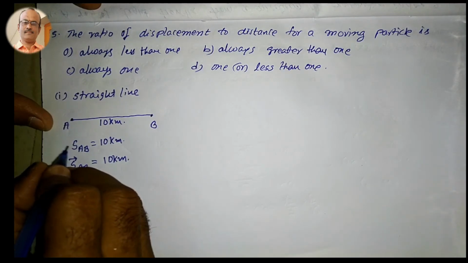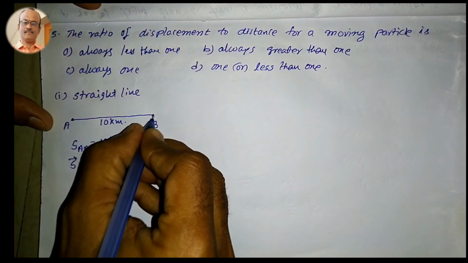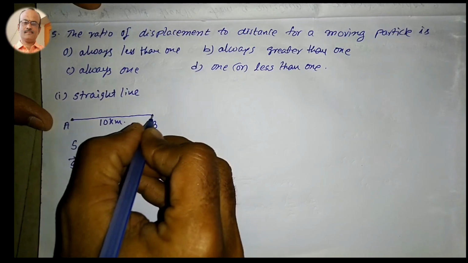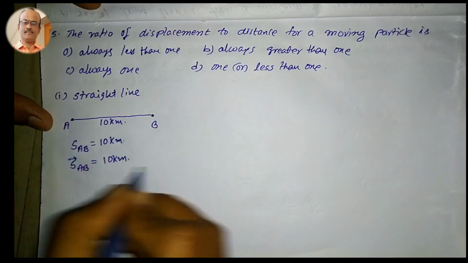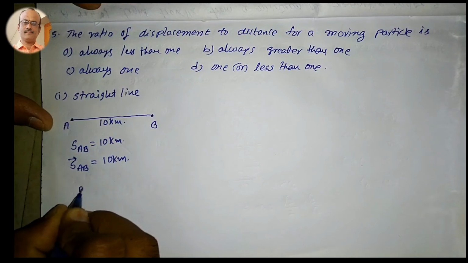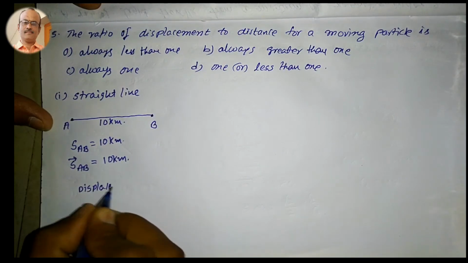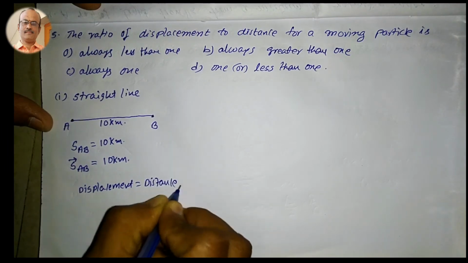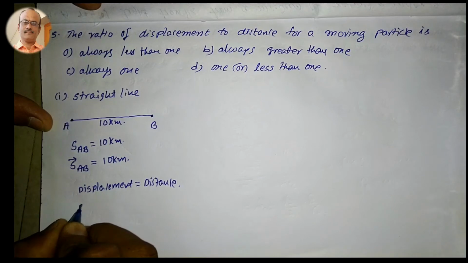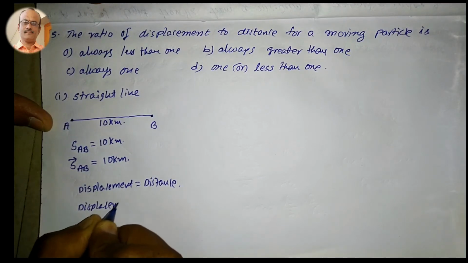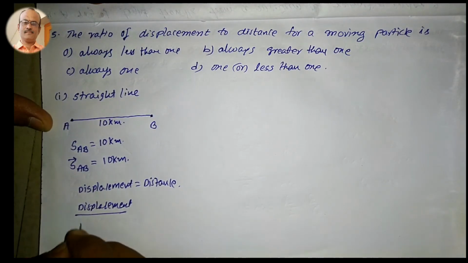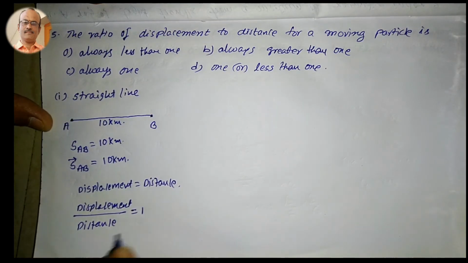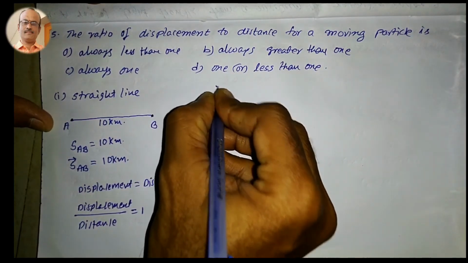Distance is nothing but the actual path covered by the body. Displacement is nothing but the distance between initial and final points, which is the shortest path. So here displacement is equal to distance. So that means displacement by distance is equal to 1. Now I will take the second case.